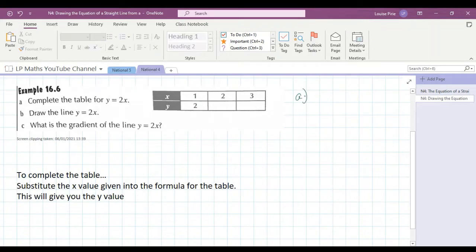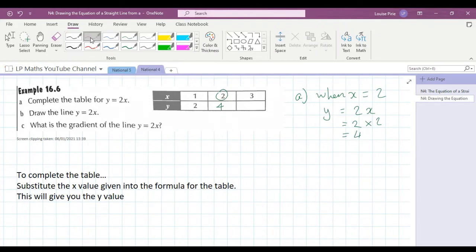Part A, when x is equal to 2. So I'm working now with this character here. y is equal to 2x. In place of x, we're putting 2. Now there's an invisible sign here, and that invisible sign is multiply. So what we get is 2 multiplied by 2, and our y value is 4. And I can now put that into our table.